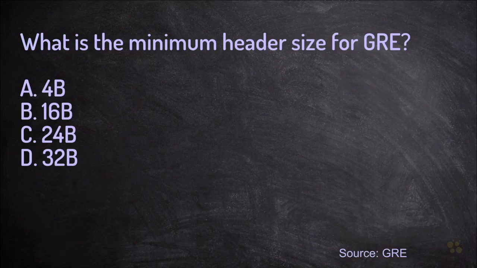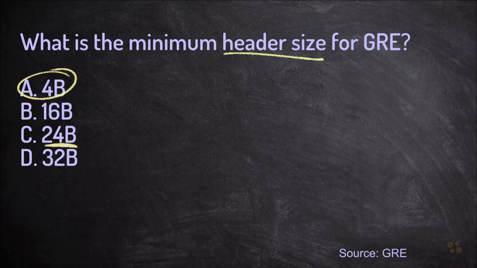Question 3. What is the minimum header size for GRE? And the key word here is header size. We talked about the fact that the GRE header has a minimum of 4 bytes in it. Yes, if we include the IP header, because we do need a second IP header, then that adds another 20 bytes, and so our eyes might have fallen to 24 bytes, but that really is the 20 bytes for IP plus the 4 bytes for GRE.